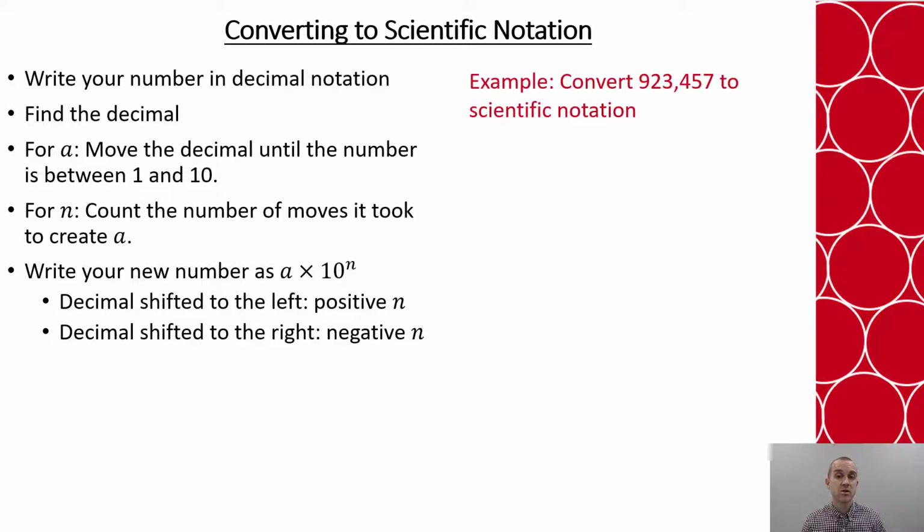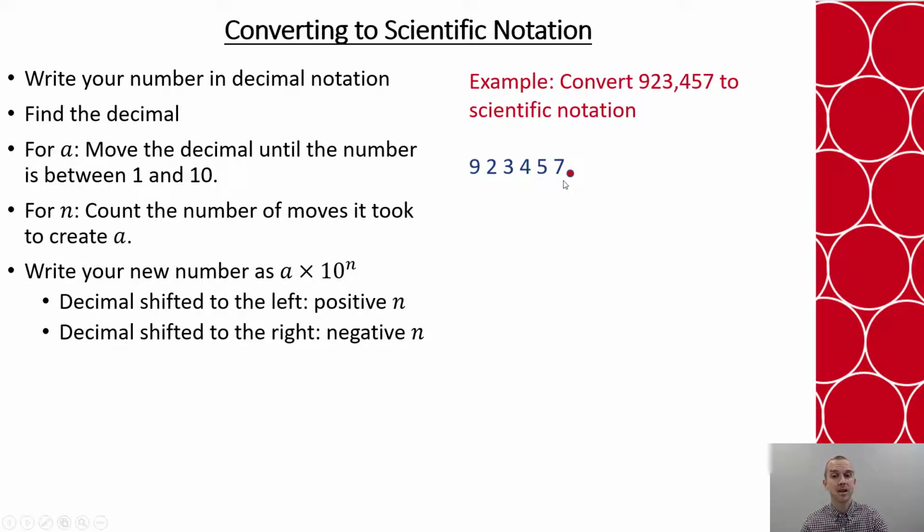So say I have 923,457 and I want to convert that to scientific notation. First thing I do is I write out my number. Here's 923,457. I remove my commas because it's easier. Now, what I don't have here is the decimal. The decimal is after the ones, so it's going to go right after my 7 right here.